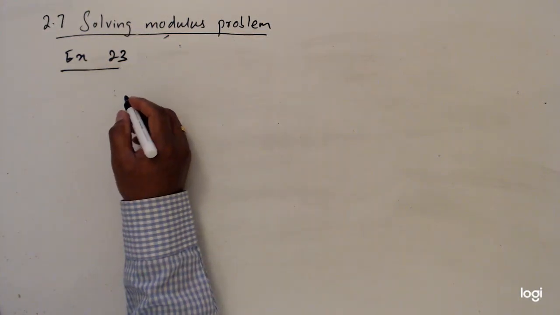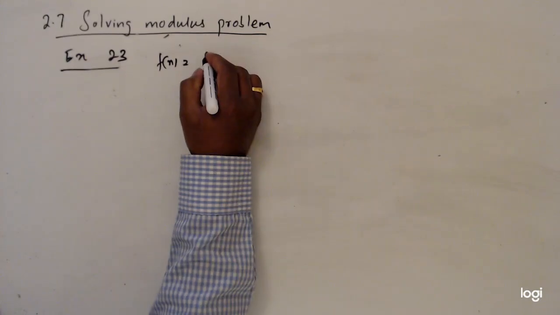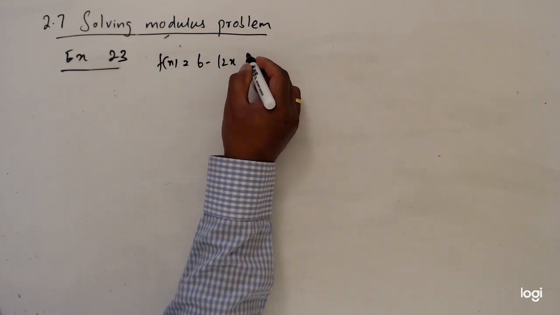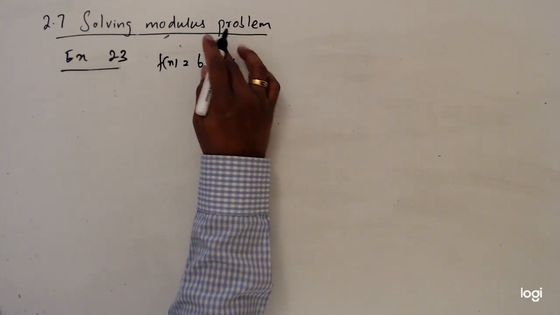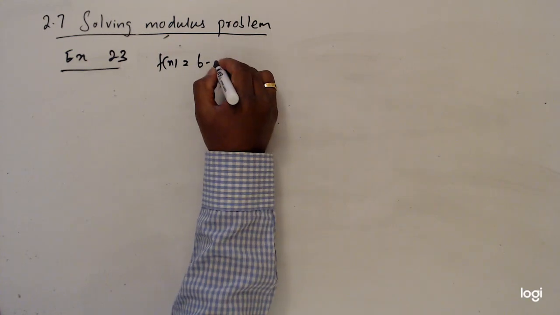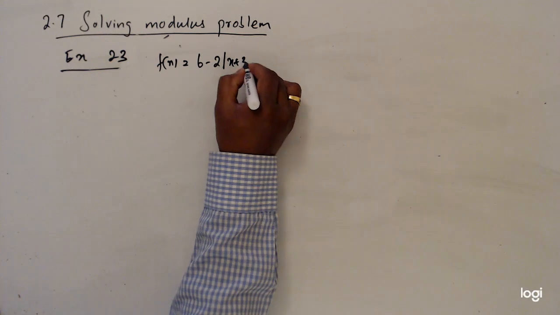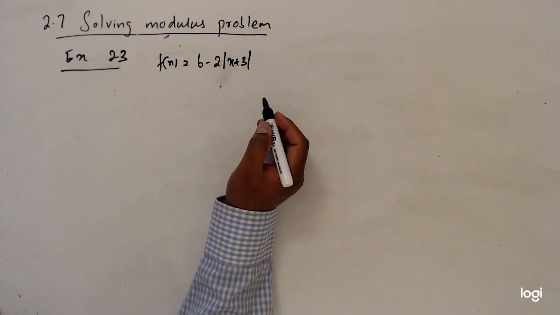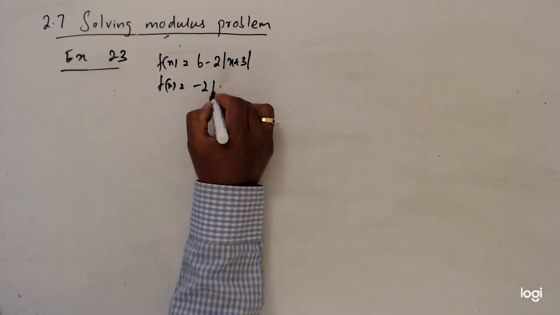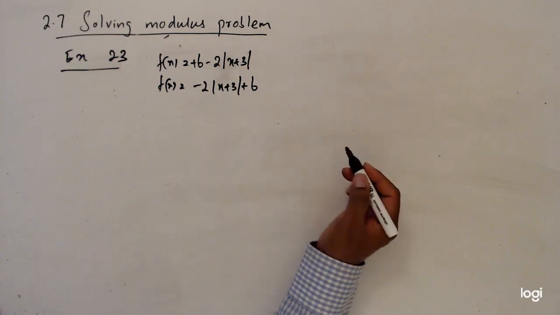Let's discuss example 23. Fx equal 6 minus 2 mod x plus 3. I like to write it like this, minus 2 mod x plus 3, and this plus 6 I write here.